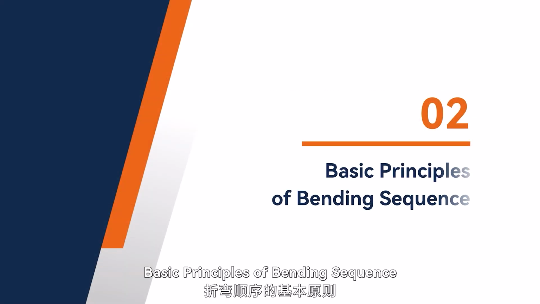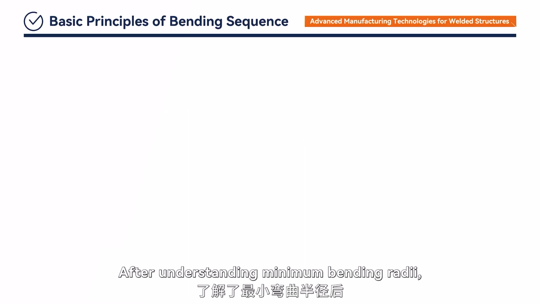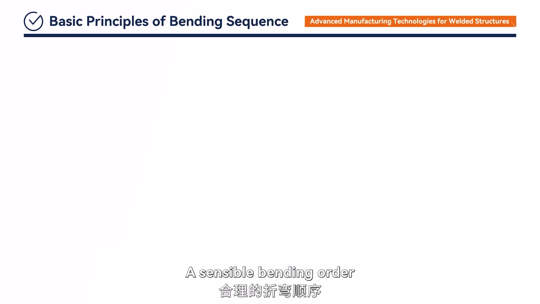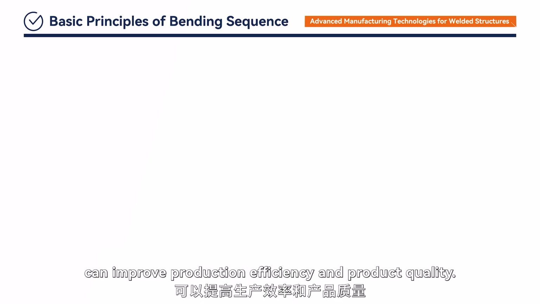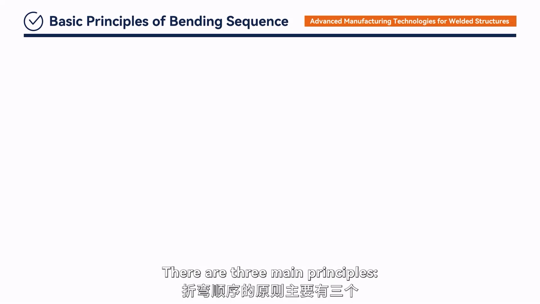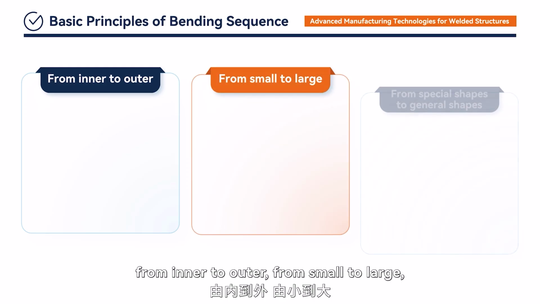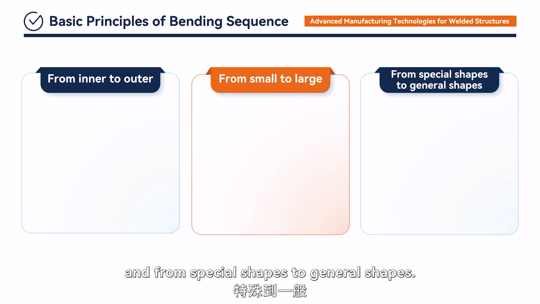Basic principles of bending sequence. After understanding minimum bending radii, we move on to the basic principles for bending sequence. A sensible bending order can improve production efficiency and product quality. There are three main principles: from inner to outer, from small to large, and from special shapes to general shapes.